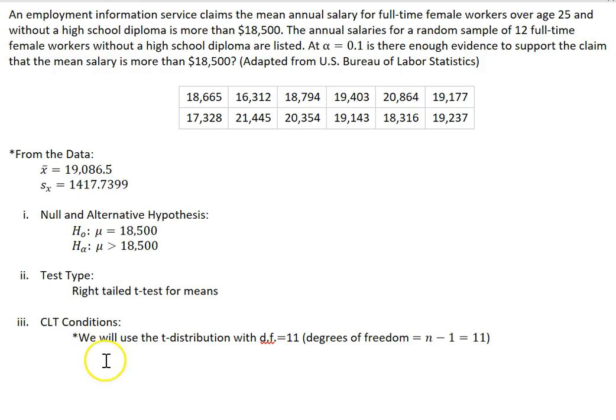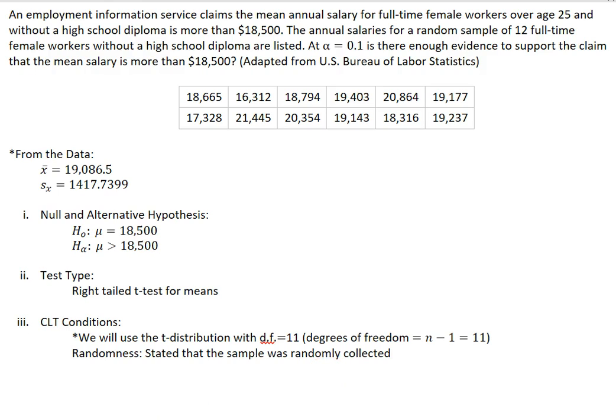Okay. So from here I want to start to detail why the different conditions for the central limit theorem are met. So I'm going to talk about my randomness, my independence, and why I am approximately normal, which is because we're using the t-distribution. I know I have randomness because it says here that this is a random sample of 12 full-time female workers without a high school diploma, right? I know I have randomness because it stated that the sample was randomly collected.